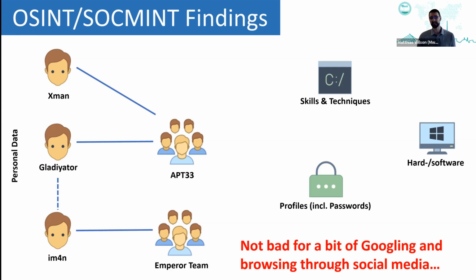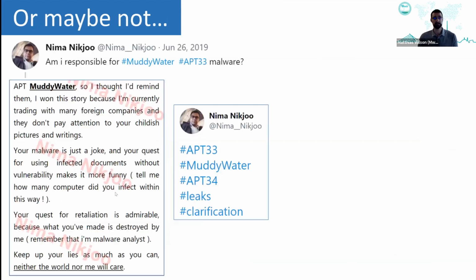Now, the final question is, in this little exercise where I am very much borderline doxing these individuals, are they actually really involved in this? Are these actually the guys that are really into APT 33, APT 34, Muddy Water, and whatever? Well, even though they don't really care about OPSEC that much, they are aware of what is going on around them. So let me just show you the response of Nima.